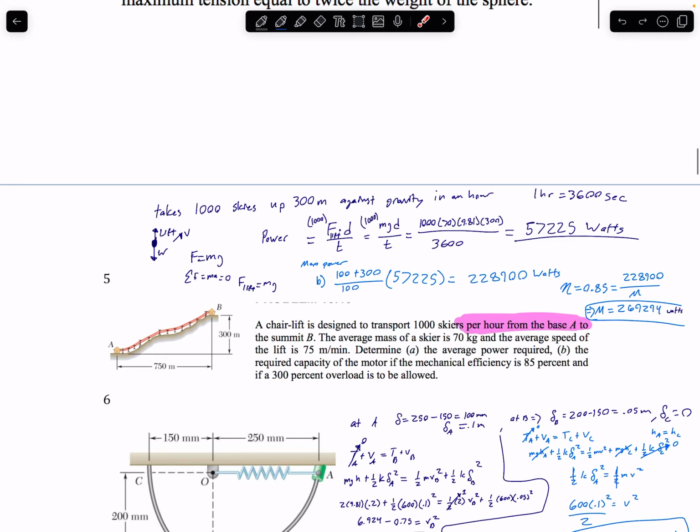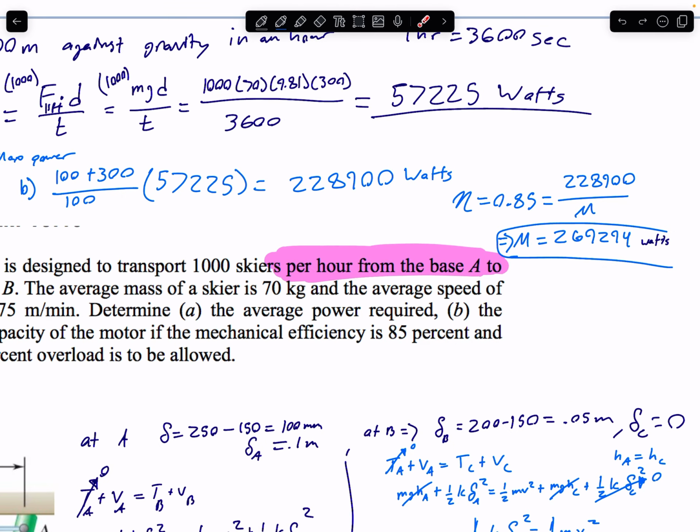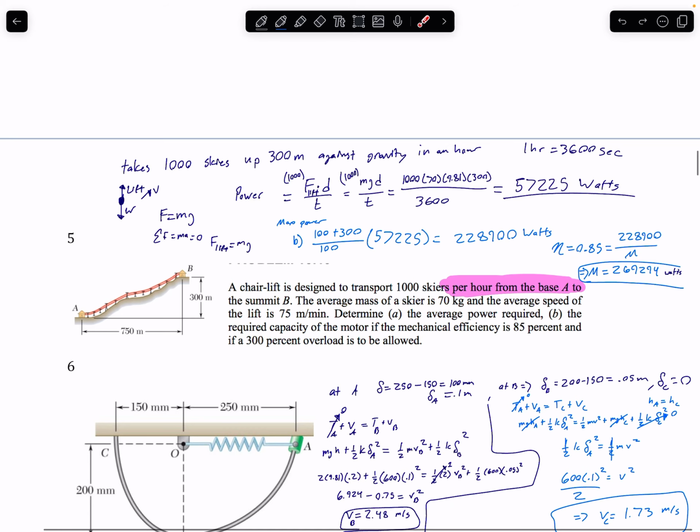228,900 watts. And then if our efficiency is at 85%, our max power required would be, again, 0.85 equals the output over the input. And so that means our input needs to be 269,294 watts.